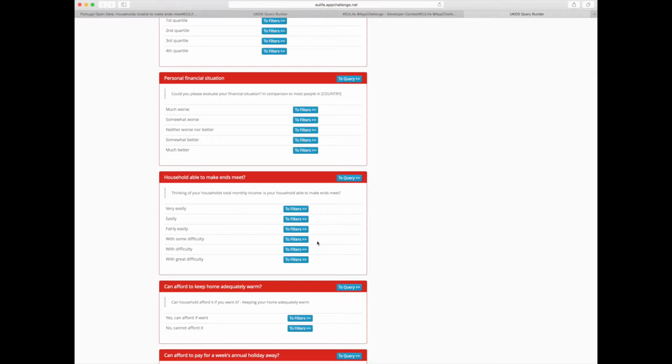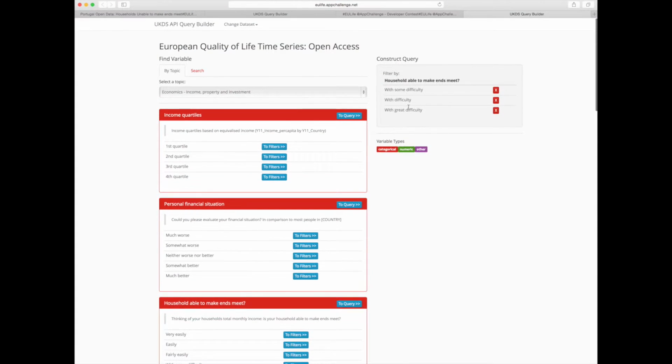And I want to know about people who said they were finding things hard. So that would be the bottom three, because these other people are finding it relatively easy. But I'm going to go for these bottom three. So I'm going to add those to the filters. You see me clicking on these, and they're appearing on the right hand side. So I've got the filters here, and this is my query.